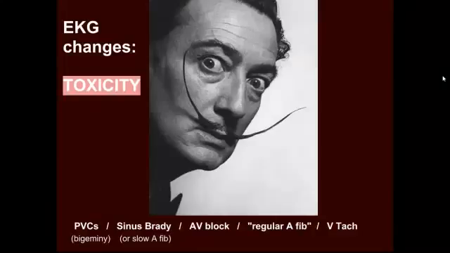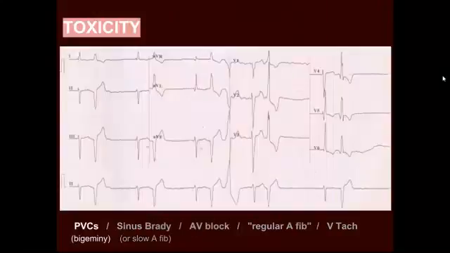Next, I want to talk about EKG changes in toxicity. You're going to see a lot of PVCs, sinus bradycardia, or these strange AFib rhythms that can either be very slow or very regular, AV block that we already talked about, and then VTach. Here's an example of PVCs in a digitalis toxicity. You can see this one is in bigeminy. So you have a normal QRS, a PVC, QRS, PVC.